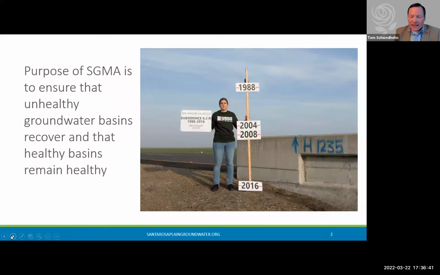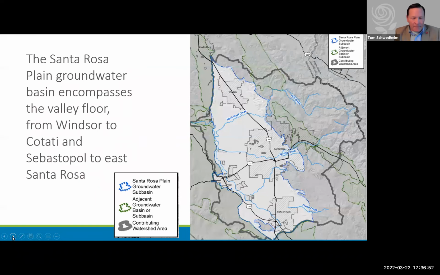And again, this is a statewide framework to help protect groundwater resources over the long term, which I think we all can agree is what is needed. Next slide, please. In Sonoma County, the state determined that 3 groundwater basins must comply with SGMA: the Petaluma Valley, the Sonoma Valley, and the Santa Rosa Plain.